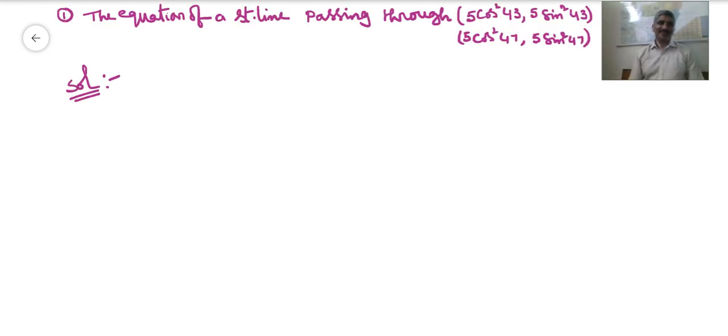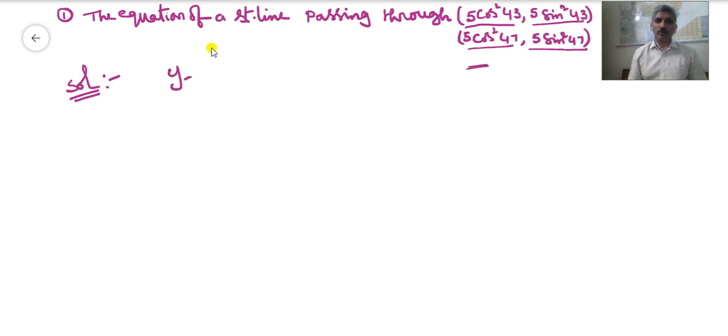Hi students. I want to discuss a few questions based on straight lines here. The question is given in this way. We have to find the equation of a straight line passing through the points (5 cos² 43, 5 sin² 43) and (5 cos² 47, 5 sin² 47). We have to find the equation of a line passing through two points.